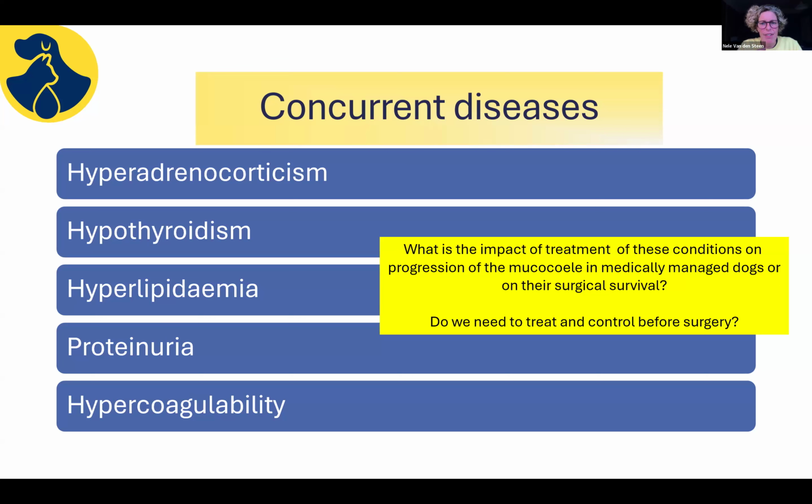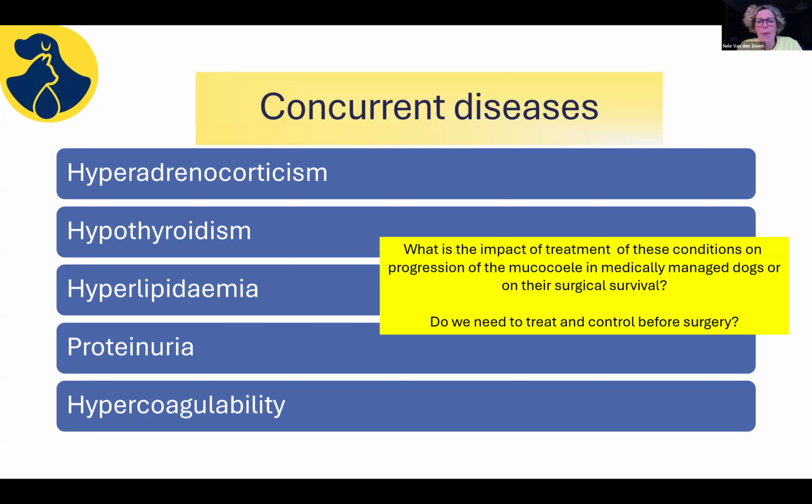Hyperlipidemia is definitely a disease that is associated with it. Make sure that when you take the blood samples, have them stained properly. Proteinuria, we see it very, very commonly in dogs with mucocele, and hypercoagulability. Now, it's a lot harder to diagnose that in practice because obviously TEG is not available.